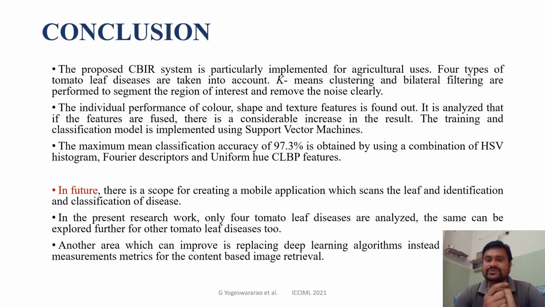the hue CLBP features. The HSV color histogram gives the actual color features of the image. And the CLBP we consider with both sign and magnitude components. Since this combination has HSV color, Fourier descriptor of the shape, and CLBP of the structure features, with this particular combination we got 97.3% accuracy. And the databases we got from the PlantVillage database.